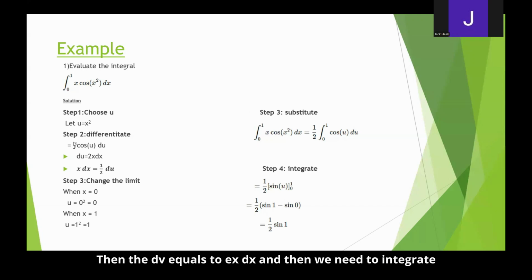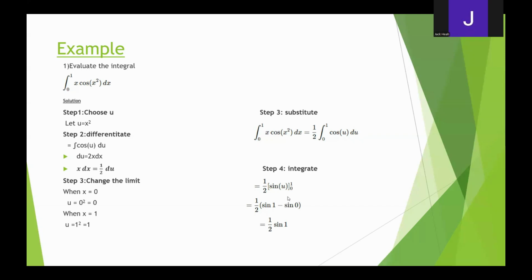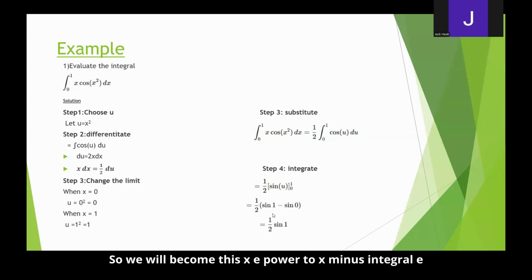Then we substitute this equation into the formula. So it becomes 1 over 2 integral from 0 to 1 of cos u du. And the last step, we integrate it. So it becomes 1 over 2 sine u. Then we do the integration. So the final answer is 1 over 2 sine 1.